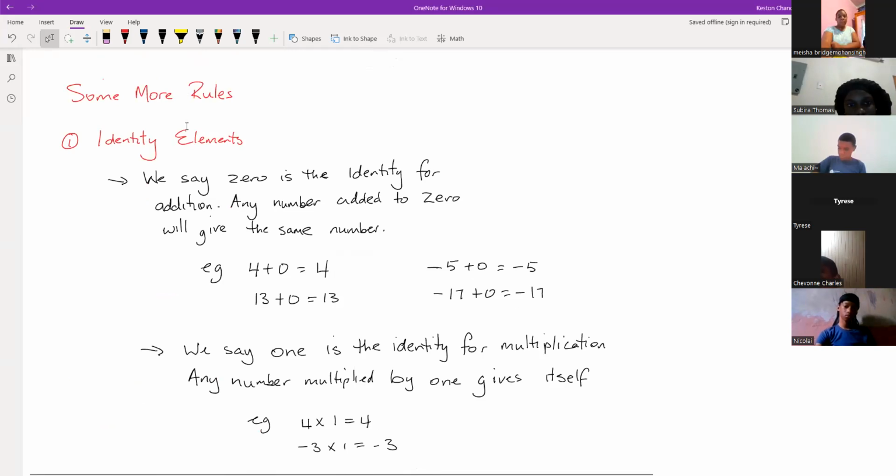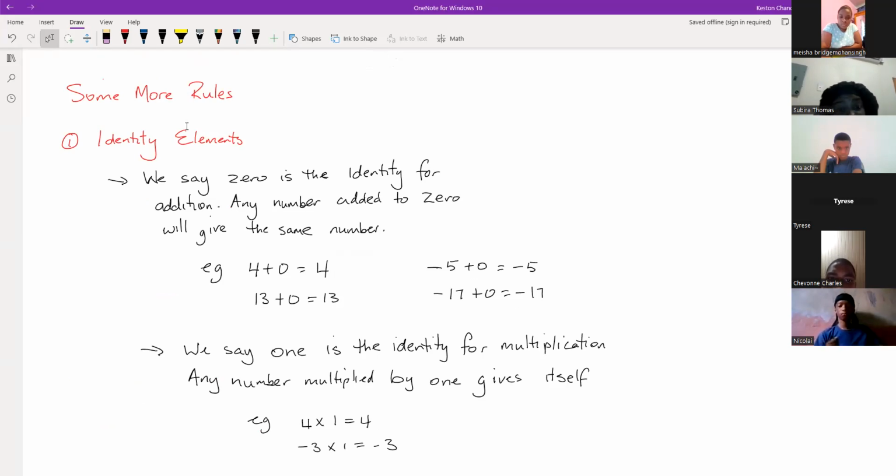So some more rules. The other thing that we're going to look at is what we call identities for addition and multiplication. Basically, identity elements are numbers that when added or multiplied by another number are going to give you back the same number, right? That's straightforward.